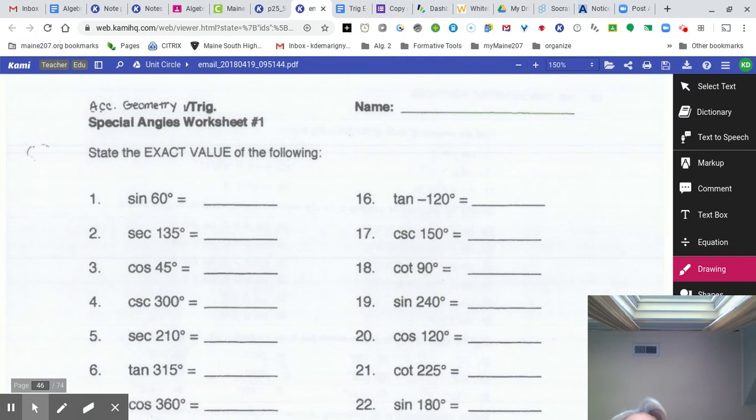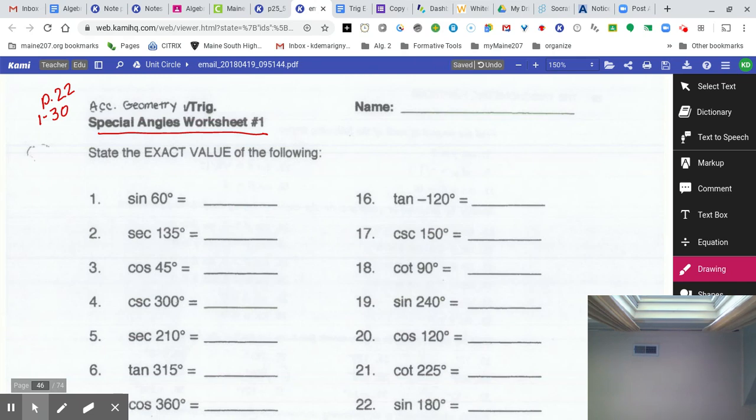So I went to your homework page. There are 2 pages of homework for today, and one of them is page 22. There is no page number on this one, so I wanted to make sure that you were at the right one: Special Angles Worksheet number 1. We are going to do all of these, 1 through 30. And I just thought I'd do a couple of them to make sure you understood how to do them.